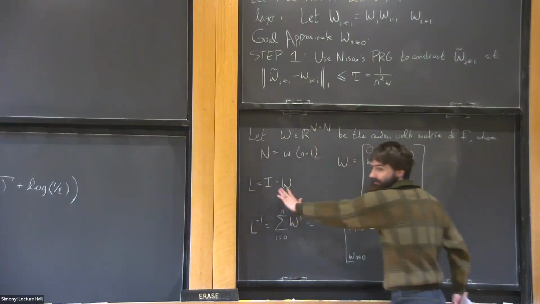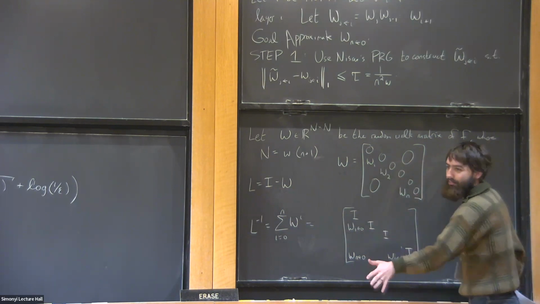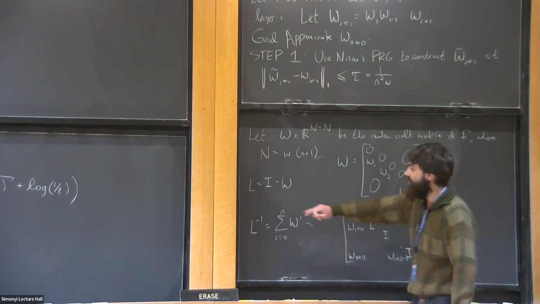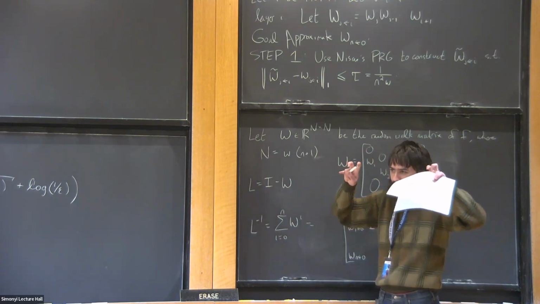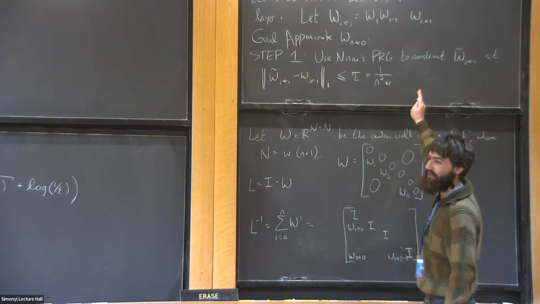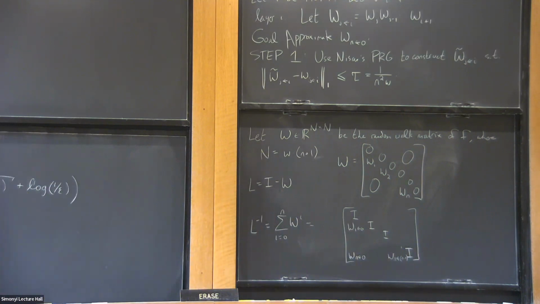The Laplacian itself is the identity minus W, where W is something you could read off the branching program very easily if you had the description of the branching program. So the Laplacian itself you should think of as given. And then the approximation to the inverse, that's what we're getting from Nisan's pseudorandom generator. Good.